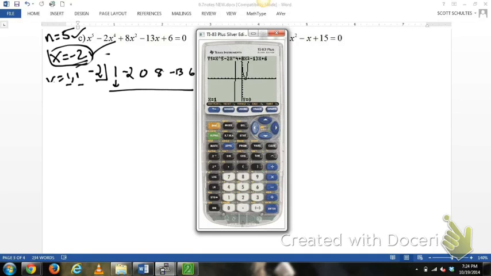So if I synthetic divide, I drop the 1, I multiply, I get negative 2. If I add, I get negative 4. If I multiply, I get 8. If I add, I get 8. If I multiply, I get negative 16. When I add, I get negative 8. If I multiply that, I get positive 16. When I add, I get negative 3. If I multiply negative times negative, I get positive 6. Uh-oh. I think I made a mistake here. Negative 13 plus 16 is positive 3. Yes, that's good. Negative 2 times positive 3 is negative 6, and I get 0 at the end.